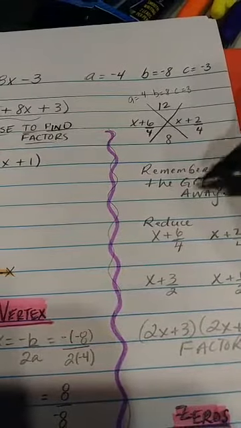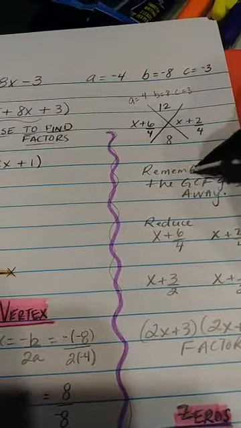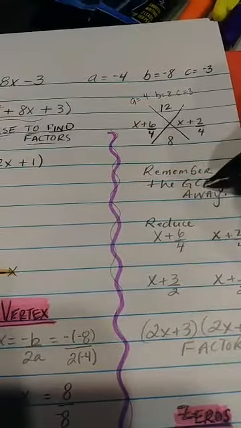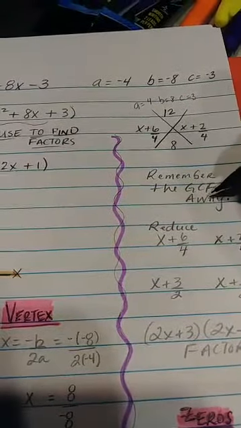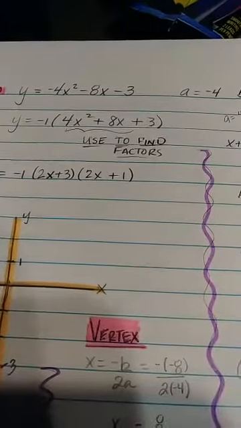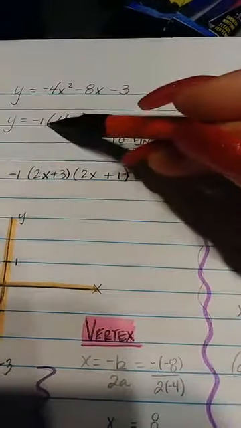Remember the GCF, it does go away 90% of the time. I have found a few examples here recently that give you the wrong factorization if you don't take the GCF out first. So make sure, guys, you're taking that GCF out first, okay?